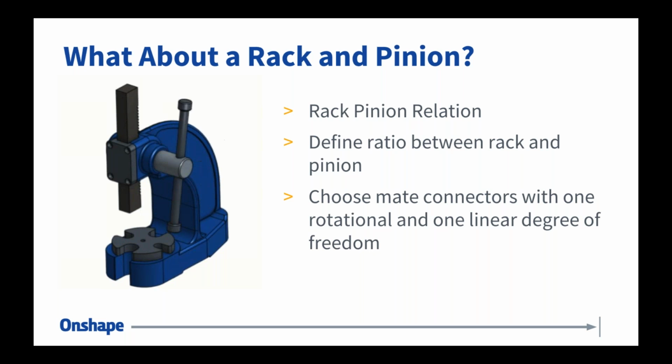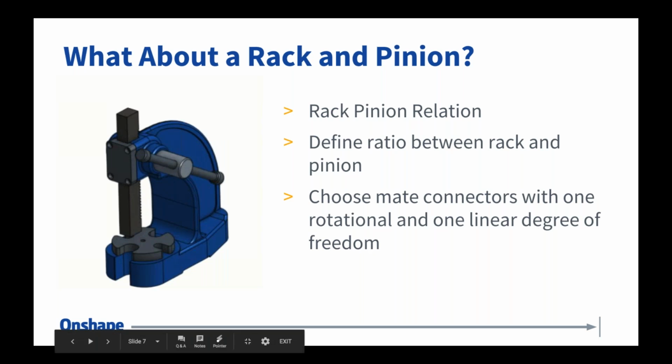So a rack pinion, as I rotate something, I'd expect it to move in and out, up, down, whatever the direction is, but linear. And what you're essentially doing is saying for every 1 rotation of this, I expect X amount of travel in this part, right? So we're choosing mates with 1 rotational degree of freedom, 1 linear degree of freedom, right? Those are the key things we're going to define. Here's the rotation of the handle, and here's the up-down movement that I need.